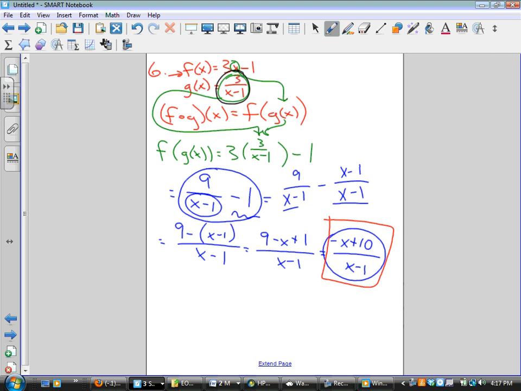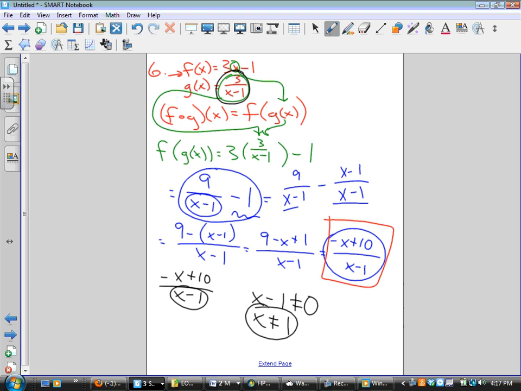Let's look at the domain of that. Negative x plus 10 divided by x minus 1. What we want to do is look for any red flags. The only red flag we see here is division. And remember, we can't divide by 0. So we know that x minus 1, the denominator, cannot be 0. We can write that out: x minus 1 cannot be 0. If we solve that, we simply get that x cannot be 1.